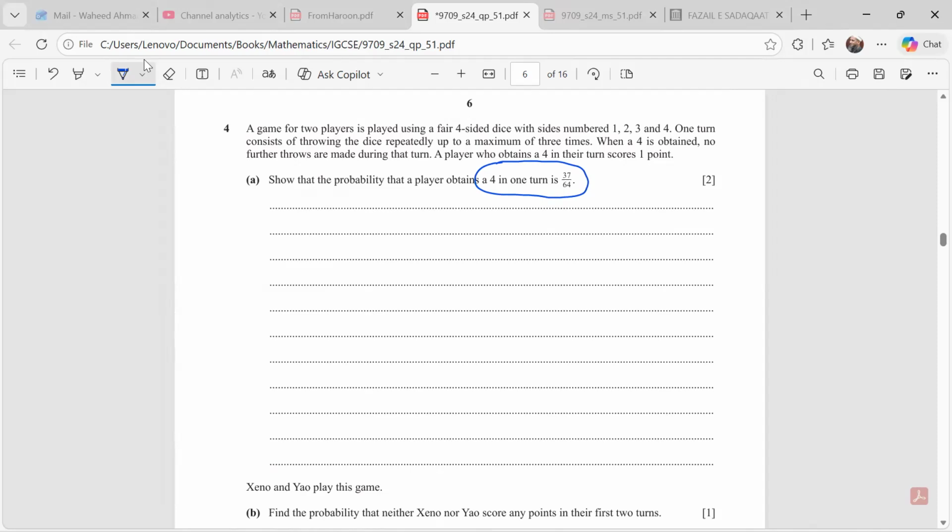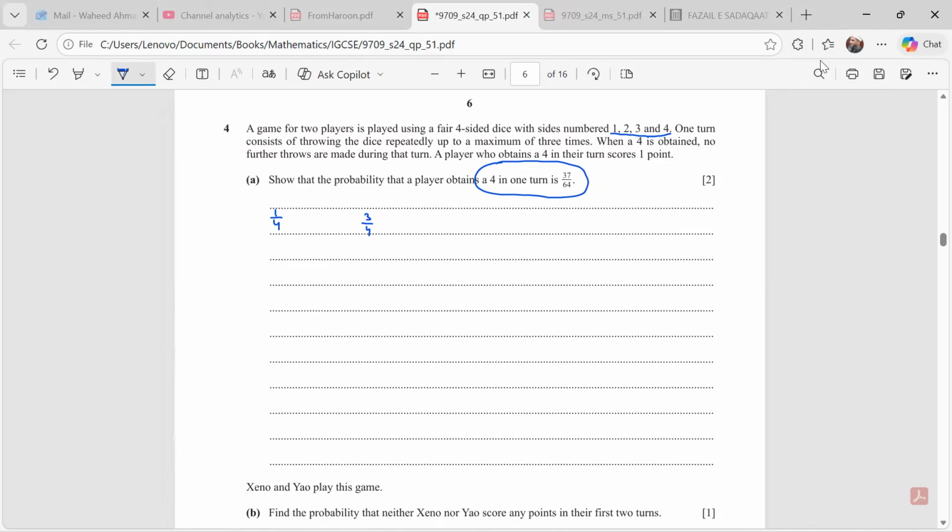Okay, so when we throw this dice once, you get 1, 2, 3, 4 with equal probability. So the probability of getting 4 is 1 by 4, right? The probability of getting any of these numbers, 1, 2, 3 or 4, is 1 by 4. Okay, now let's calculate the probability that he will not get a 4. So the probability of not getting a 4 is 3 by 4, right?